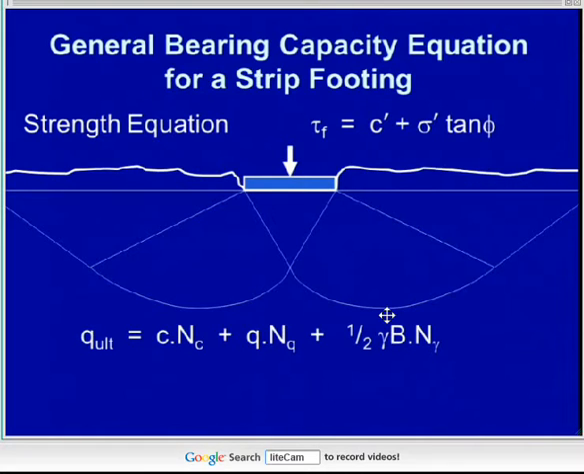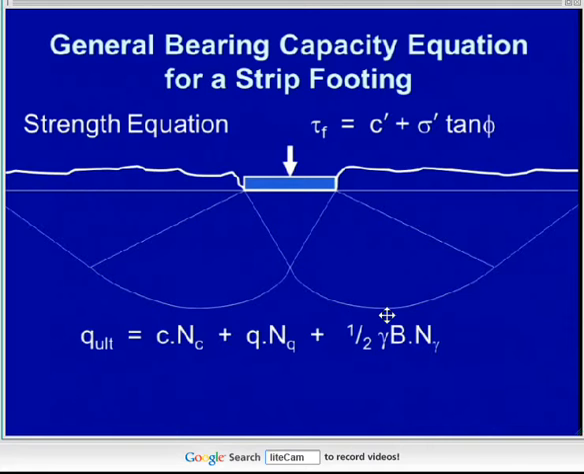This is exactly how it's reported in all textbooks. But that's surcharge pressure times a constant. And then we get an extra term here. These terms, Nc, Nq, N gamma, they are a function of phi.